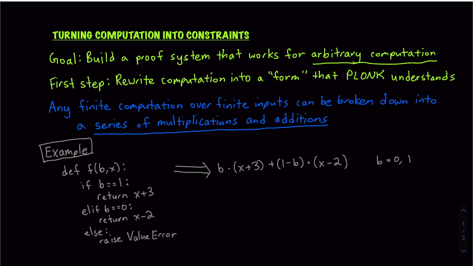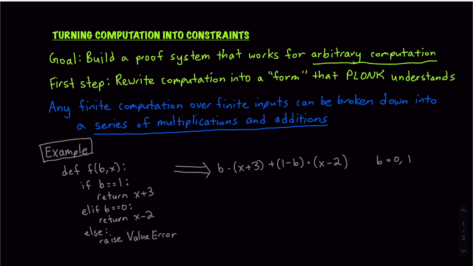This is a simple example, but the same idea scales up. Loops, conditionals, and even complex programs can all be reduced to a big sequence of additions and multiplications. Sure, it might take a lot of variables, but in principle, any finite computation that halts can be expressed this way. Now let's move into the proof setting.